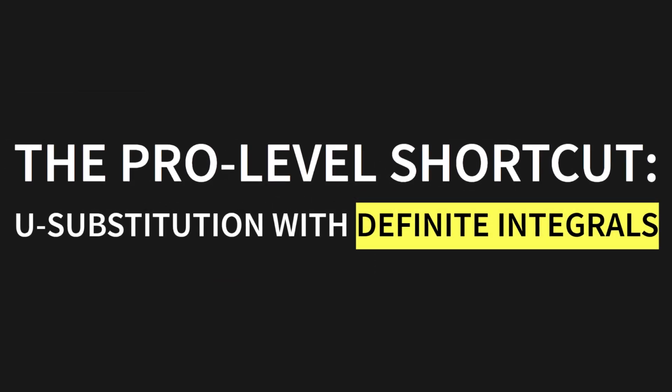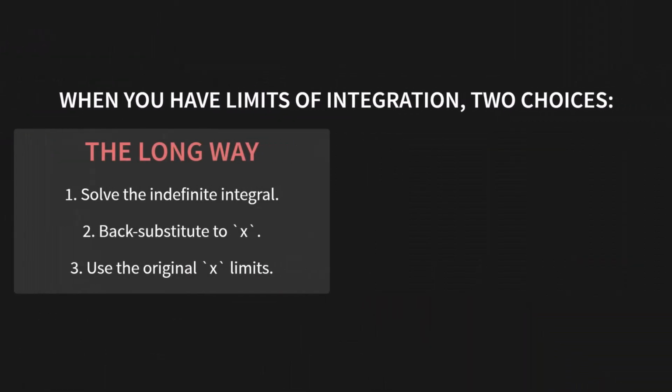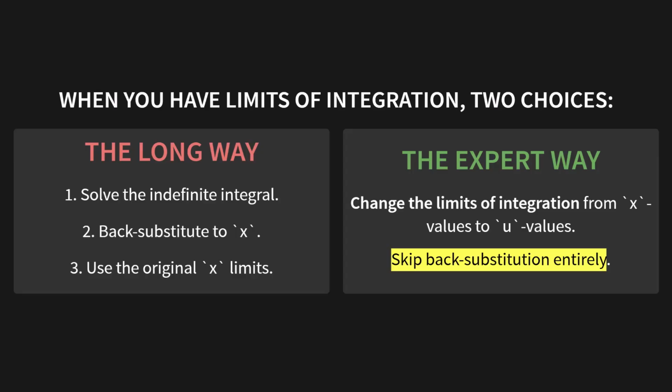Now, for the pro-level shortcut. U-Substitution with definite integrals. When you have limits of integration, you have two choices. There's the long way, where you solve the indefinite integral, back substitute to x, and then use the original x limits. It works, but it's clunky. Then there's the expert way. Change the limits of integration from x values to u values. This lets you skip back substitution entirely.